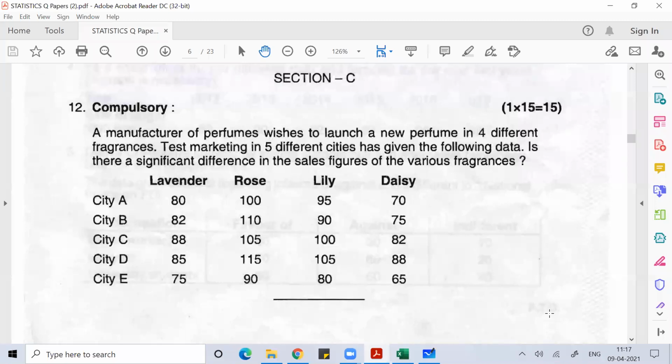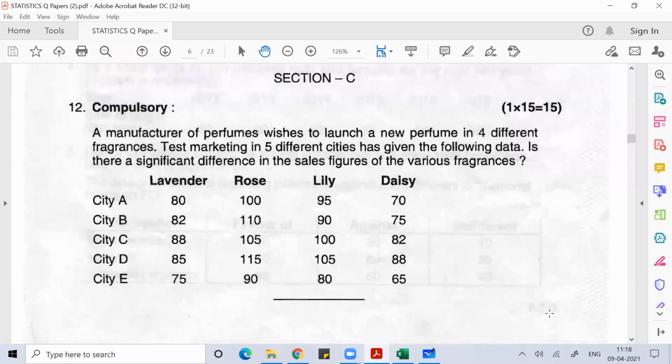And you have 5 cities given. They did some test marketing of these 4 fragrances in these 5 cities, and now they want to understand whether the demand created by these 4 fragrances is the same or different. If they're different, then they'll figure out which fragrance is creating the maximum demand so that they'll produce that more. If they're the same, then it's well and good. They can equally produce all 4 fragrances, or just one or two of them, because they have an ideal demand in the market. The people are not choosy about any particular fragrance.